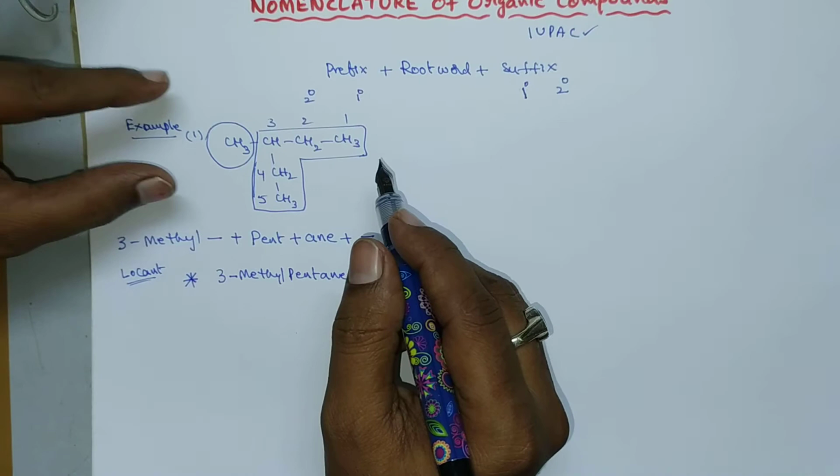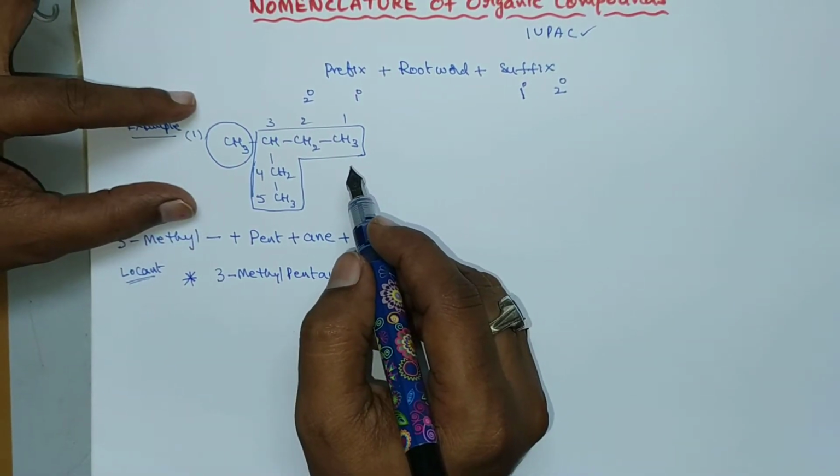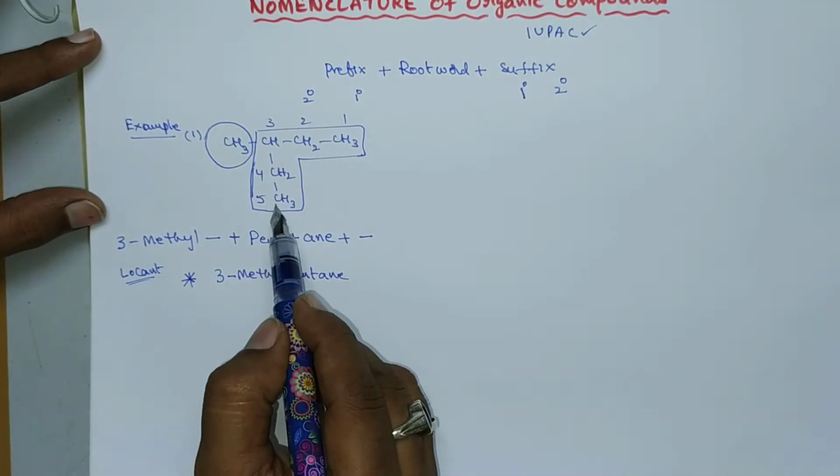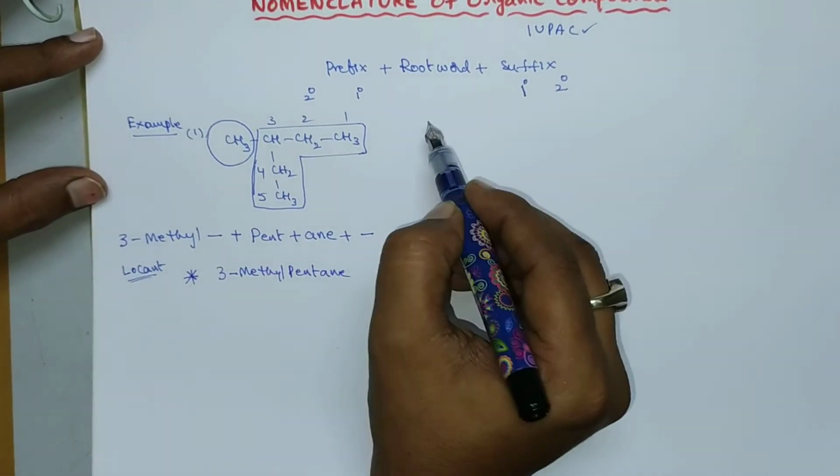So the first rule is we have to select the longest continuous carbon chain. We should not select this chain. This chain consists of only 4 carbons. So we have to select this chain. Okay. And next, the second one.